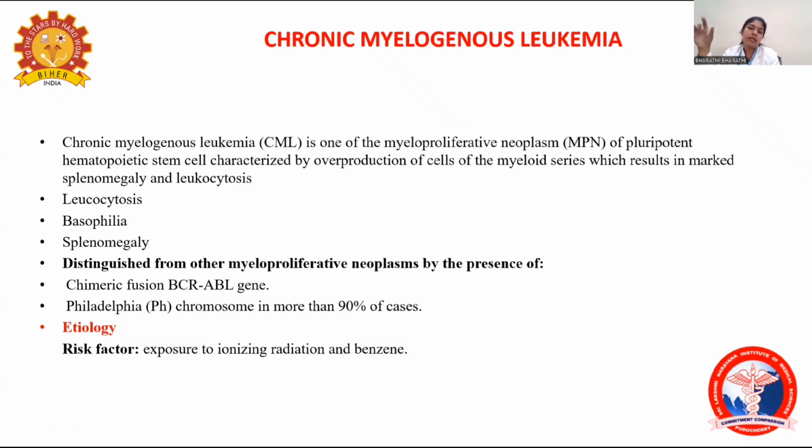In about 90% of the cases, what you will see? You will see the Philadelphia chromosome. You will confirm CML with karyotyping by the presence of the Philadelphia chromosome. Okay. So what is the etiology? What is the main risk factor for chronic myelogenous leukemia? Exposure to ionizing radiation and benzene are the most common risk factors for chronic myelogenous leukemia.